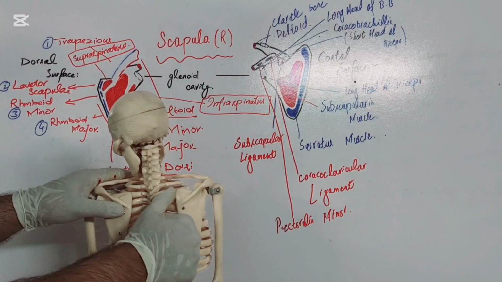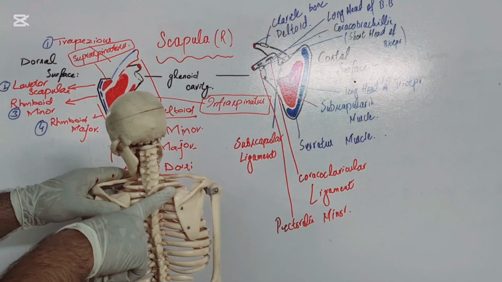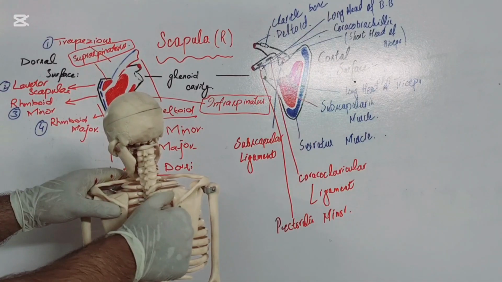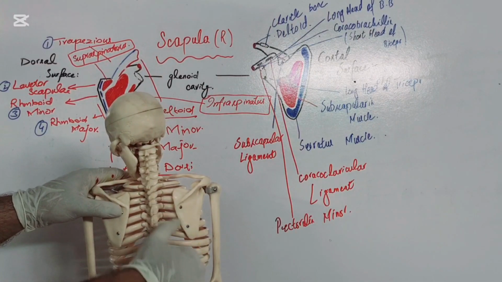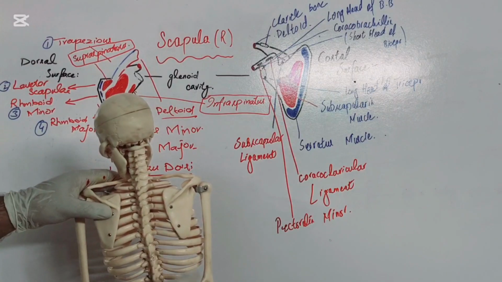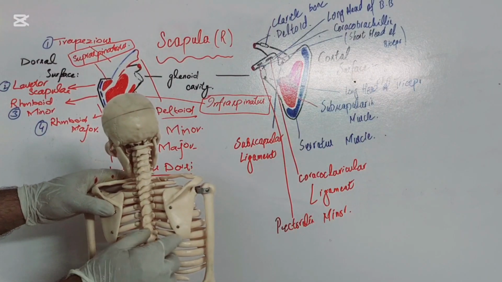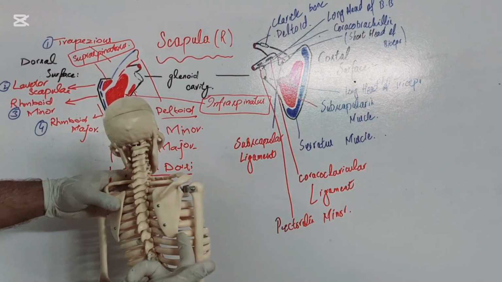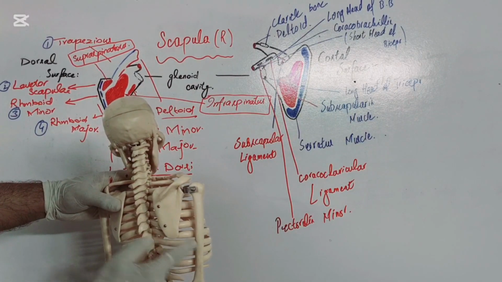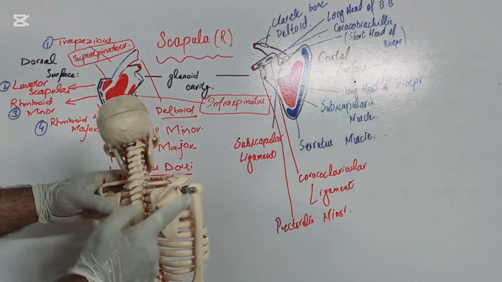And along with the medial border, we have levator scapulae just below the superior angle, and below the levator scapulae we have rhomboid minor and rhomboid major muscles, and with the inferior angle, which is here, we have latissimus dorsi, which is the major muscle of back. Along with the lateral border, we have teres major and teres minor muscles.